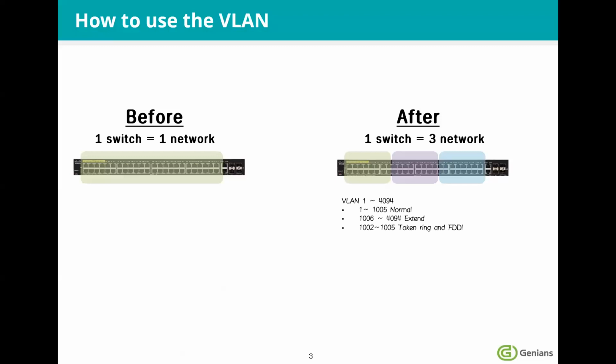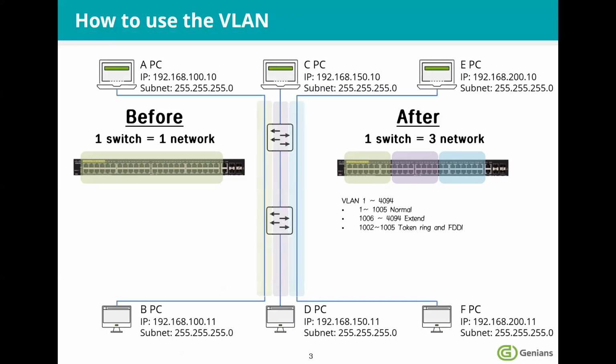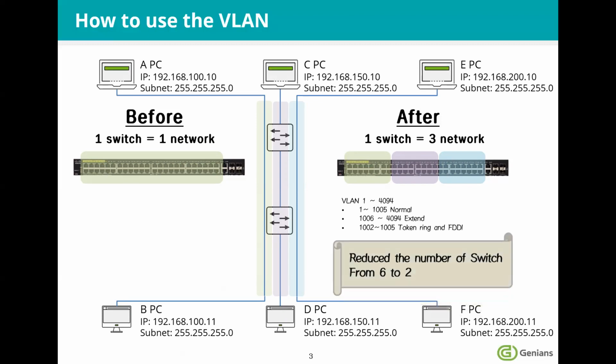The configuration on the previous page required 6 switches to communicate on 3 networks. However, after you set up a VLAN, you can communicate on 3 networks with 2 switches. This is the basic concept of VLAN. You can see it reduces the number of switches from 6 to 2.